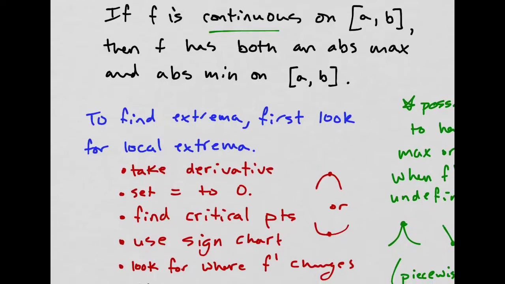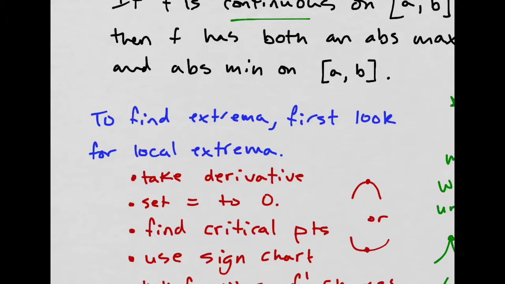That brings us to finding these extrema. There are two types of extrema. First, there's the absolute, which we just talked about. Absolute max, absolute min. That's the same thing as global maximum or global minimum. Those are the highest on some interval.